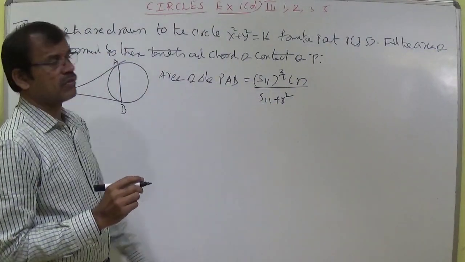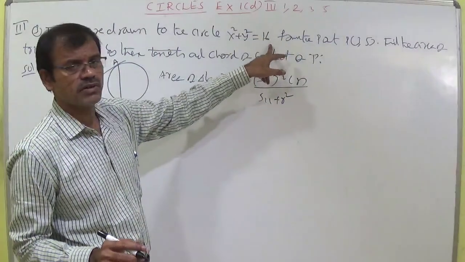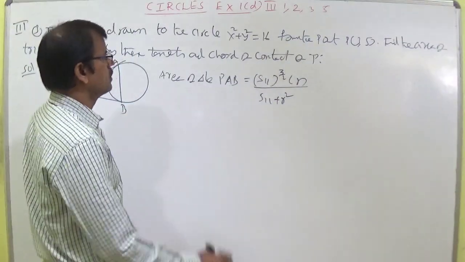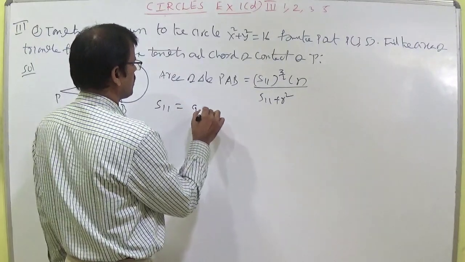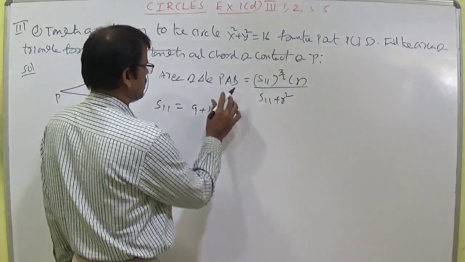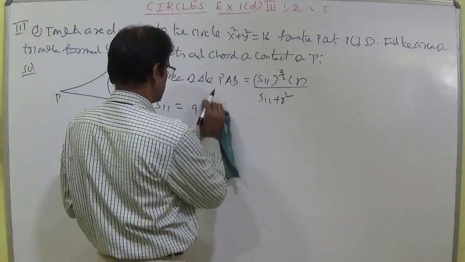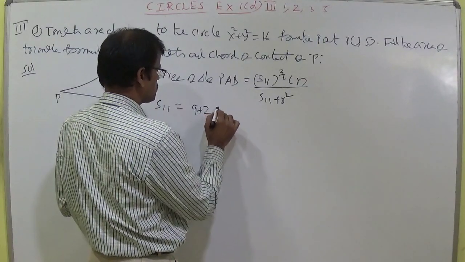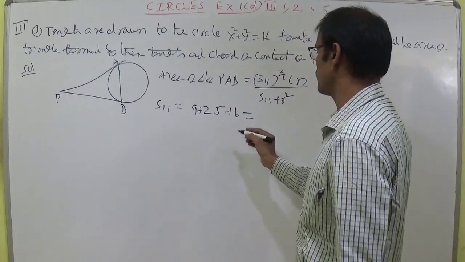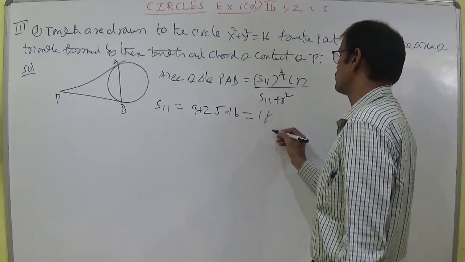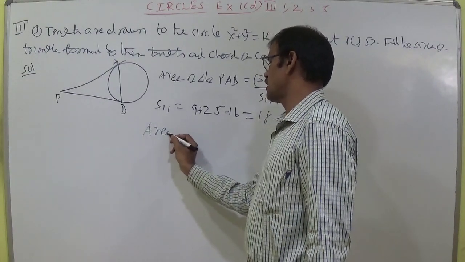Now what is S11? What is the point? He has given 3, 5; substitute in the given circle. What is R? R square is equal to 16, and R becomes 4. Use the formula. Now S11, I am writing: S11 means 9 plus 25 minus 16. Substitute the value: 9 plus 25 minus 16, 34 minus 16 becomes 18.